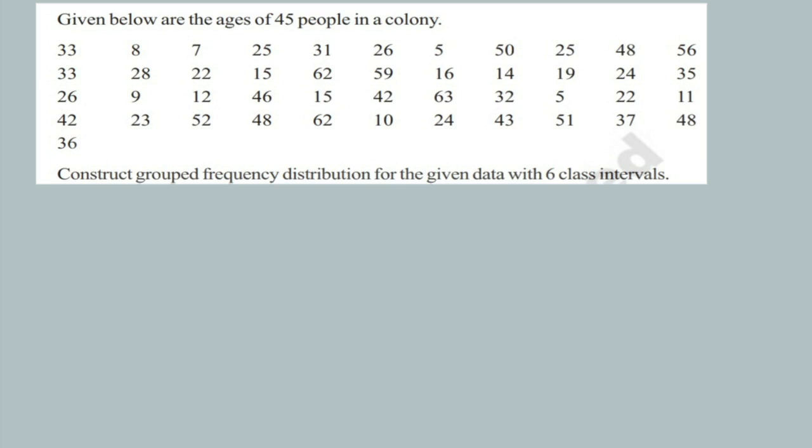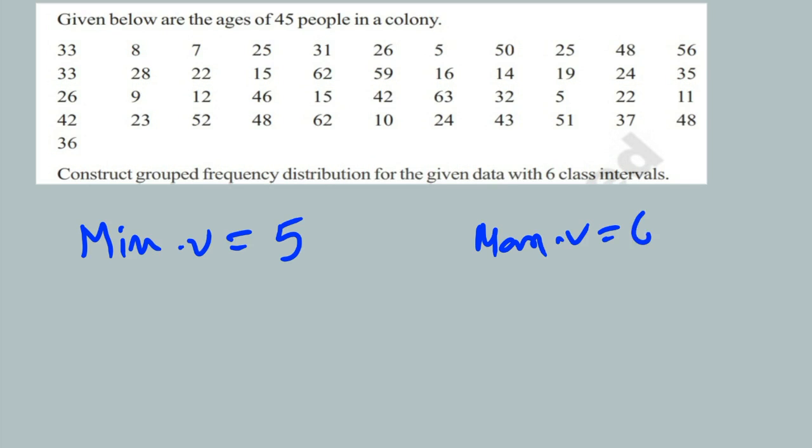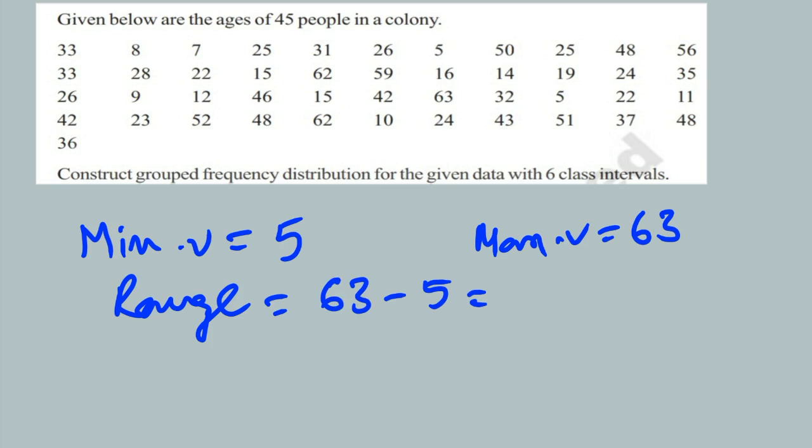The first step is to find the minimum value and maximum value. So what is the minimum value from this? Easily we can say 5 is the minimum, that means the lowest observation. And what is the maximum value? The highest observation is 63. After finding the minimum and maximum, find the range of the data. The range is maximum value minus minimum value, that means 63 minus 5. 63 minus 5 is 58.